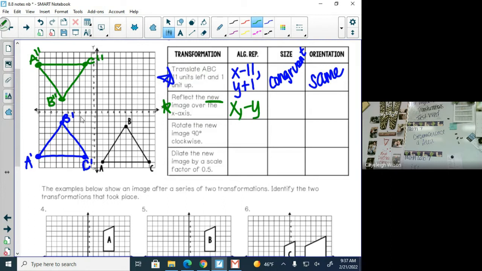All right, would you say that the sides of these shapes are still congruent? Yes, they're still the exact same size. So I'm going to put congruent in there, just abbreviated. And would you say the orientation stayed the same or changed? Changed, because it's not facing the same way anymore. This one's upside down.